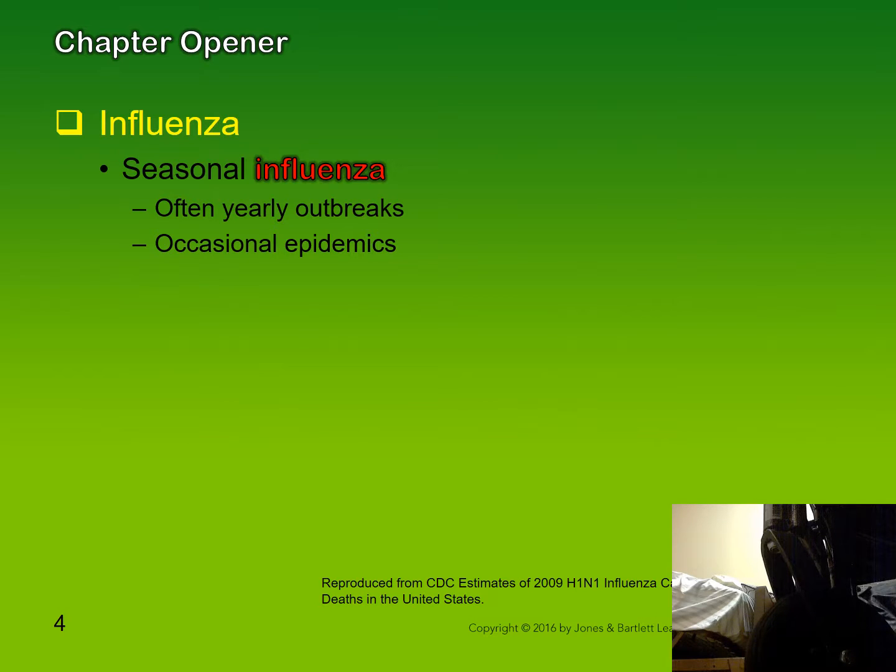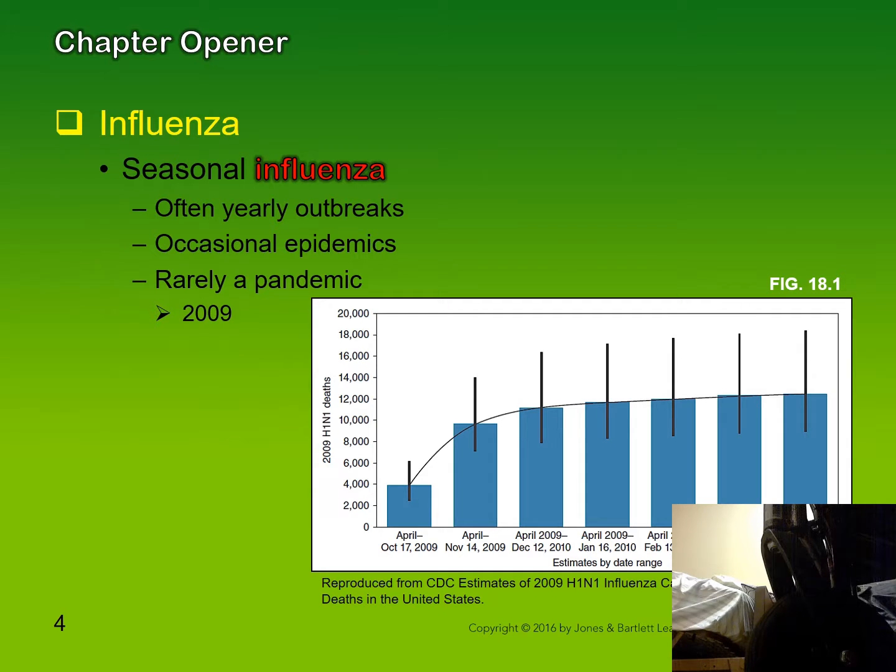Okay. Occasionally we have epidemics, and when it goes worldwide, then it's a pandemic. Those pandemics are fairly rare, but there was one in 2009. When it's a pandemic, that means again it's a worldwide outbreak, so it's epidemic levels, but worldwide.